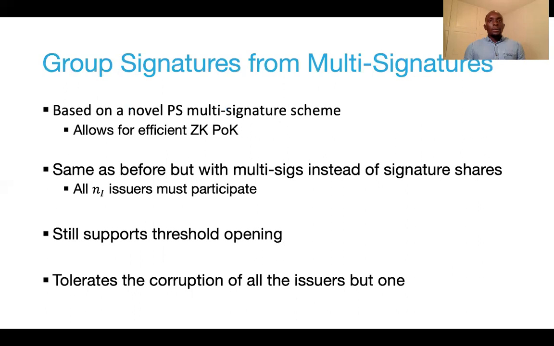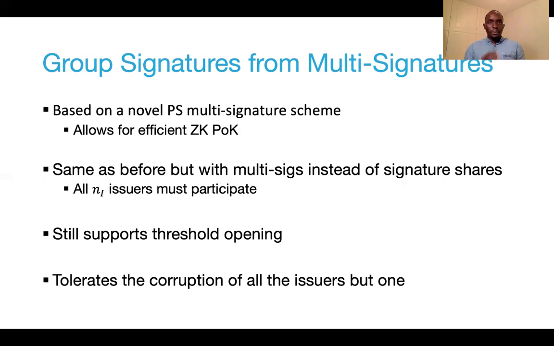Another contribution presented in the full version is a scheme with distributed issuance and threshold opening that is based on a novel Pointcheval-Sanders multi-signature scheme. This multi-signature scheme allows for efficient zero-knowledge proofs of knowledge of multi-signatures and is a contribution of independent interest. The scheme is described in the paper and also proved secure, and can have applications in other privacy-preserving scenarios.